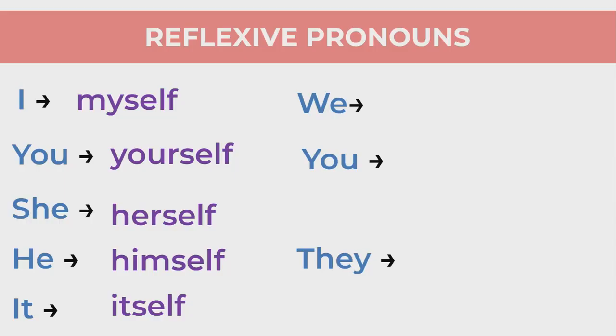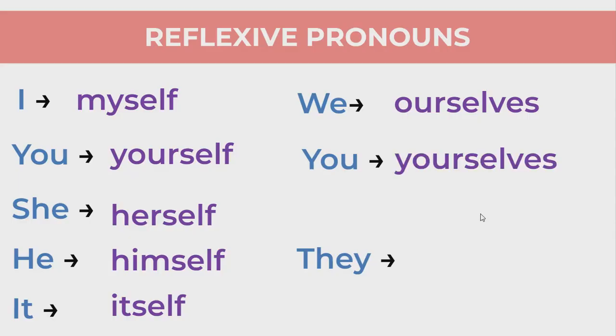subject pronouns. Let's move over to we, you, they. We is going to be ourselves. You is yourselves. And they is themselves. Again, take a look at selves. Selves is plural, which again makes sense because we, you, and they are the plural subject pronouns.